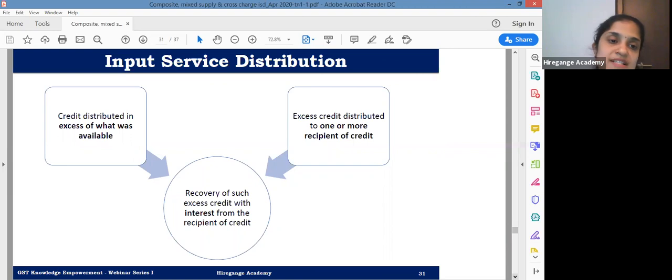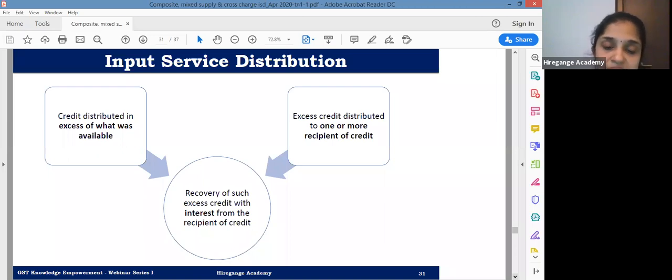In addition, it has to be ensured that the credit which is getting distributed is not in excess of what is available. And excess credit should not be distributed to one or more recipients. So it has to be ensured on the one hand that more than what is available cannot be distributed, and also what is more than the entitlement. So if Chennai is entitled to say 50,000 of credit based on the consumption basis, only that 50,000 should be distributed and not the entire 1 lakh rupees of the credit based on the turnover based computation.